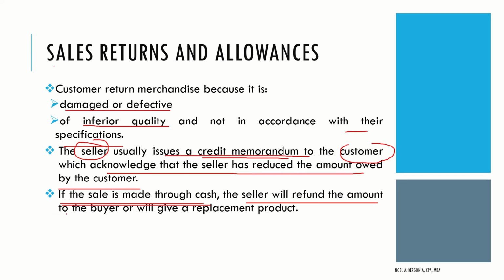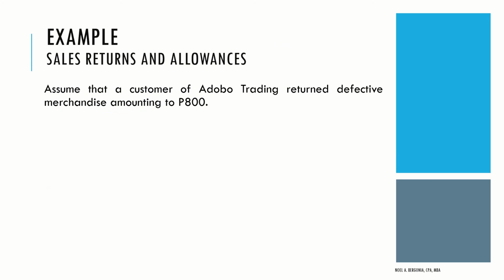So kasi minsan, 'di ba, part lang o kaya naman kabuuan yung ibabalik ni customer, no? Pag isang merchandise ang binili, of course, isang buong merchandise. Pero kapag let's say nag-grocery tapos isang product lang yung may defect, then yun lang ibabalik ni customer, okay? Or the customer will as well ask for replacement na lang, 'di ba? May mga ganung pagkakataon that we ask for replacement. Okay, so we will be recording it through the sales returns and allowances account.